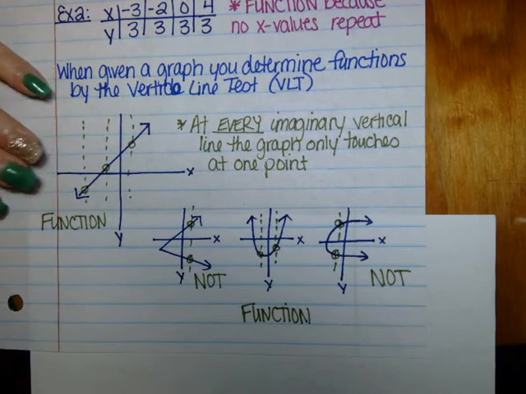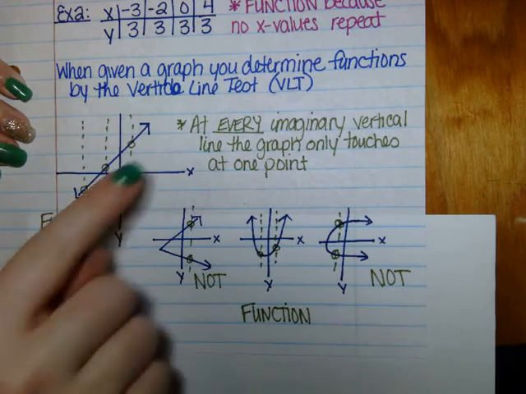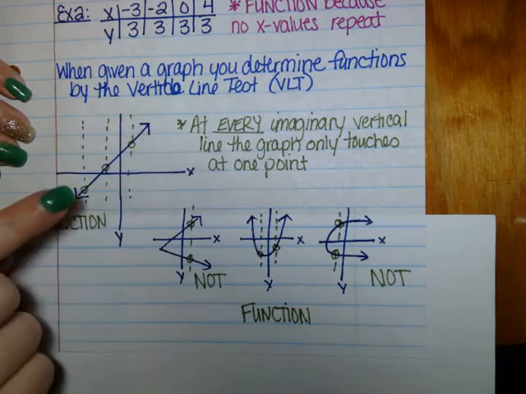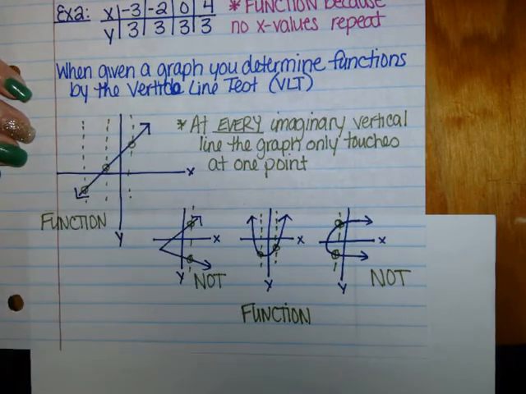So in order for a graph to be a function, it has to pass, again, what we call the vertical line test. Only one place at a time for each vertical line.